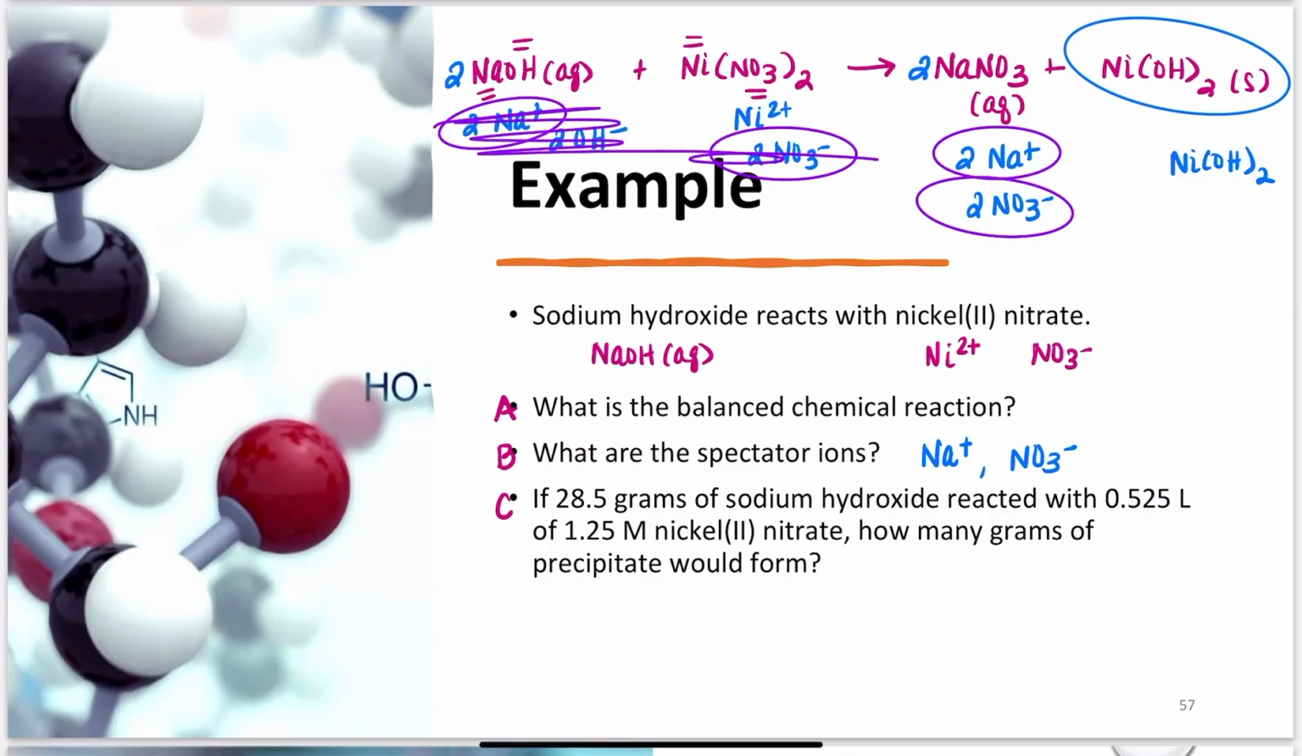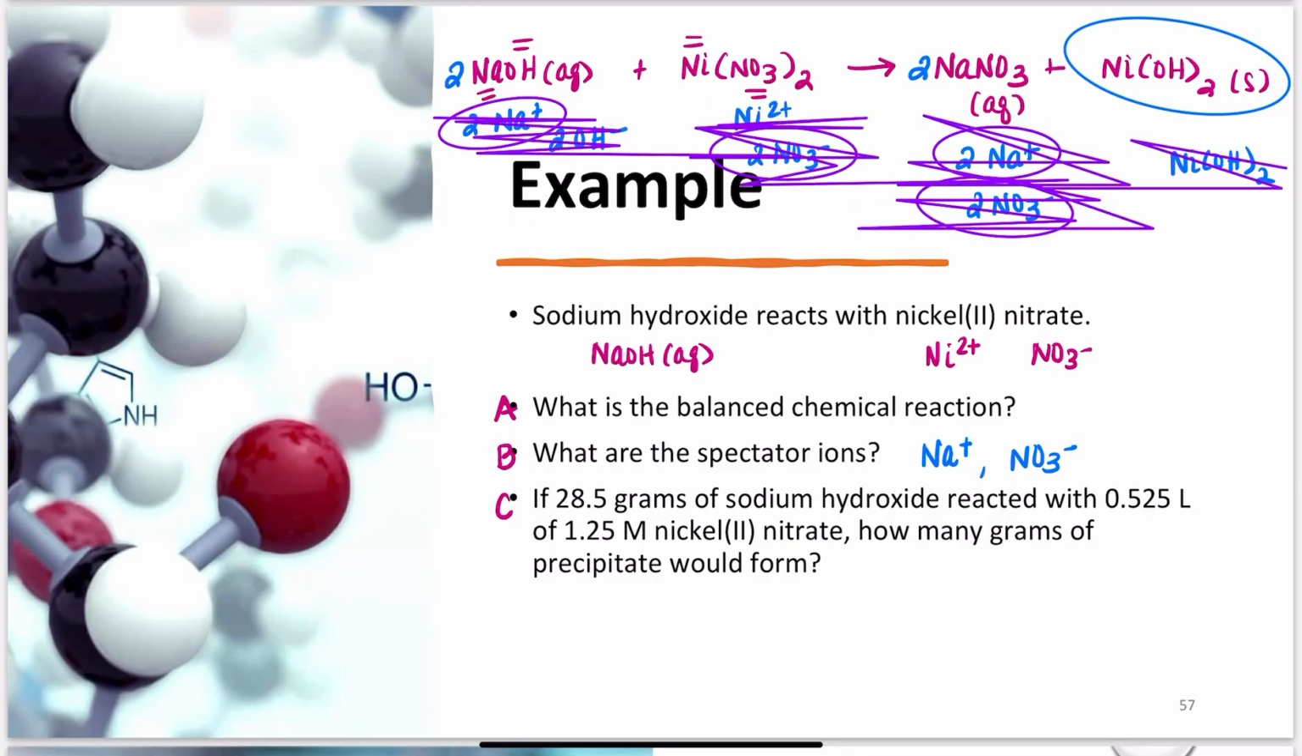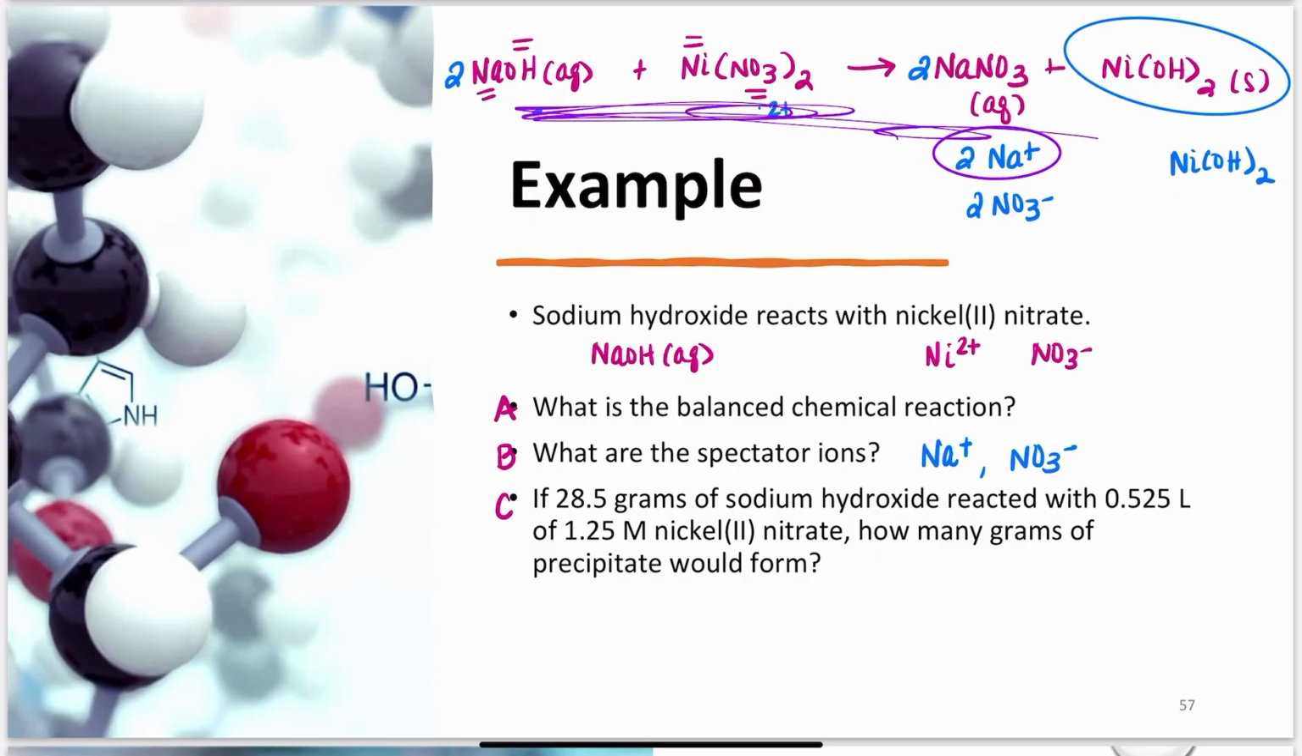Okay, I'm going to erase these out of the way so I can write this down. I love the scribble function when I have it turned on correctly.